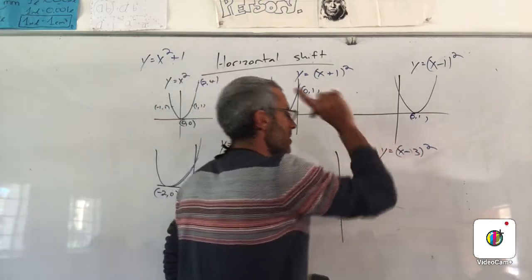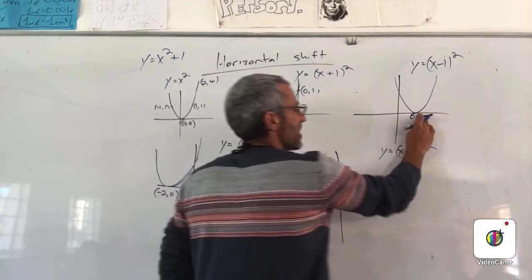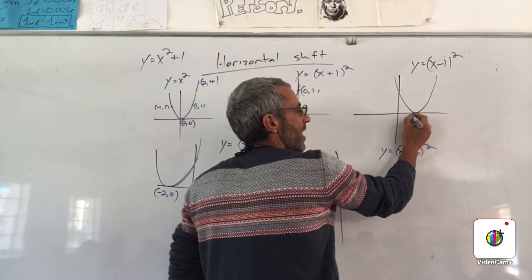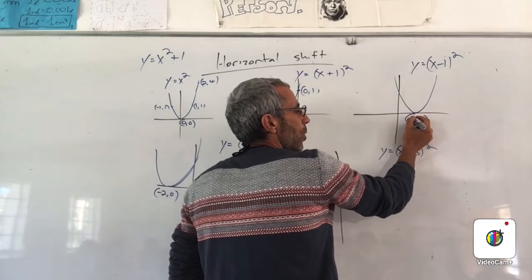I'm just realizing I made a mistake here. This shouldn't have been 0, 1. What should that have been? Minus 1, 0.